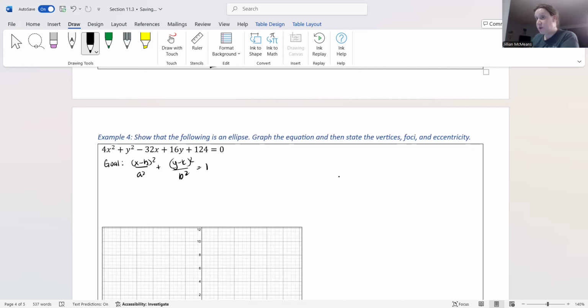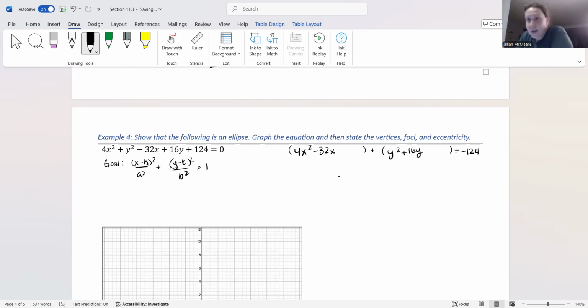Okay, so let's kind of set the stage for completing the square. Let's group our x terms, let's group our y terms, and leave plenty of space to do the actual completing the square. So we've got 4x squared minus 32x. I'm going to group those. And then I've got y squared plus 16y. I'm going to leave a little space. And then you always want to take whatever the constant is and scoot it to the other side. So we're going to subtract 124 and leave it on the other side.